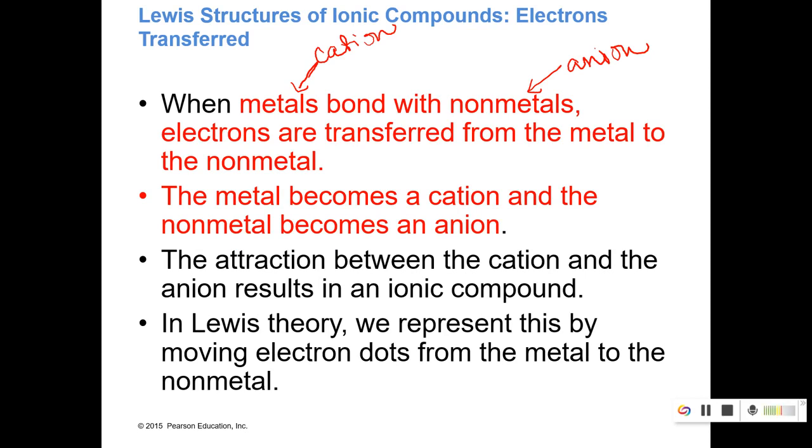Okay, and it is always from the metal to the nonmetal. That's how the electrons are transferred, from the metal to the nonmetal. So remember, metals don't want their extra valence electrons, they give them away. They give them to the nonmetal that wants them.